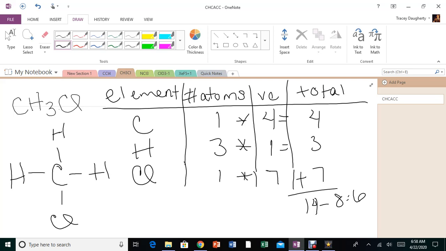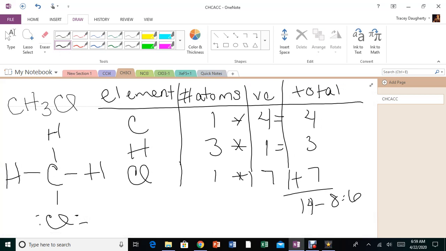Now, those 6 are not evenly distributed around each outer atom. What you're going to do, hydrogen never gets dots. Never ever. Hydrogen never ever gets dots. So the 6 valence electrons go on the chlorine. So the 6 valence electrons go around the chlorine.